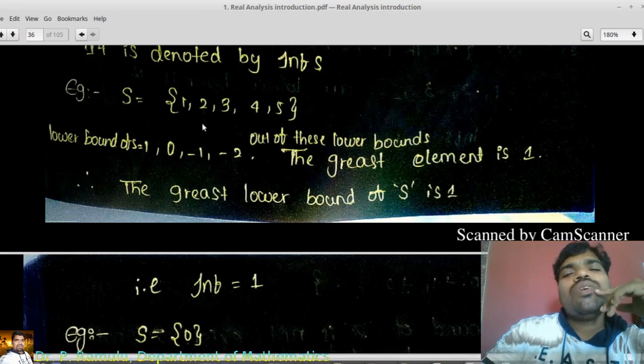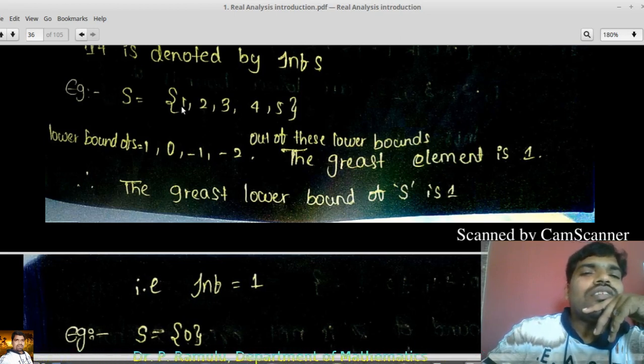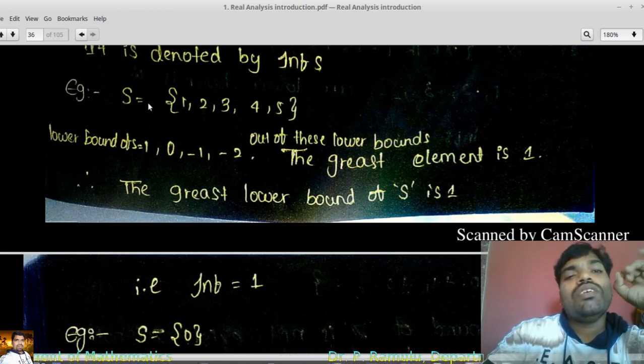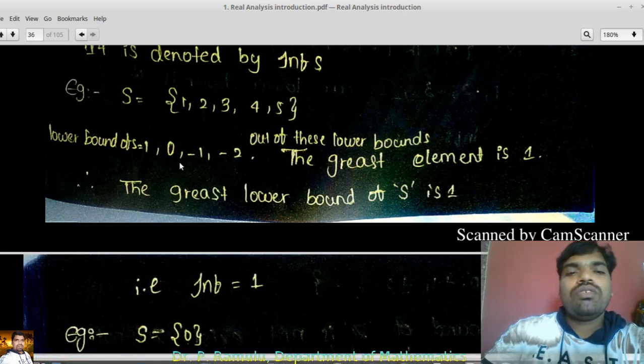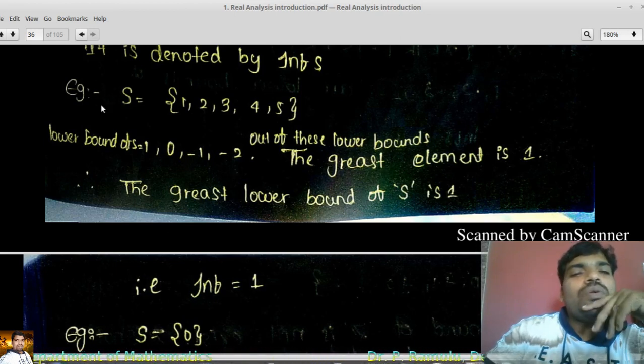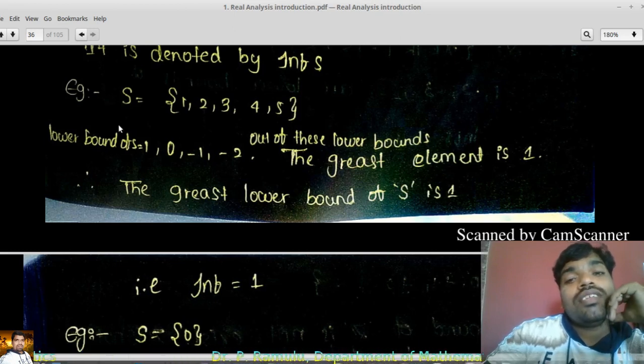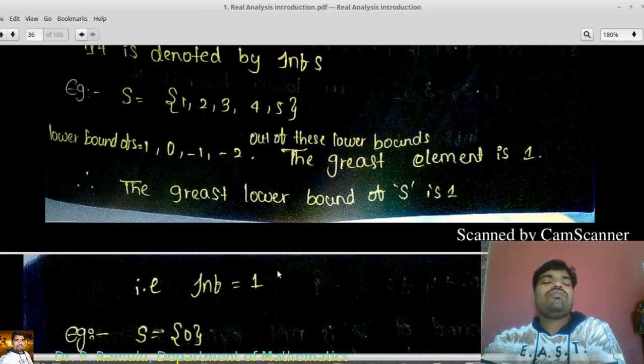What is the lower bound of this set? 1. Not only 1, we can take other elements on the left side; all are lower bounds of S. That means 0.999, 0.888, 0.777, 0.6, all are lower bounds of S. Also 1, 0, minus 1, minus 2, and so on, all are lower bounds of S. Out of these lower bounds, which is greater? Here, 1 is the greatest lower bound. That means 1 is the greatest lower bound of S, so infimum of S is 1.